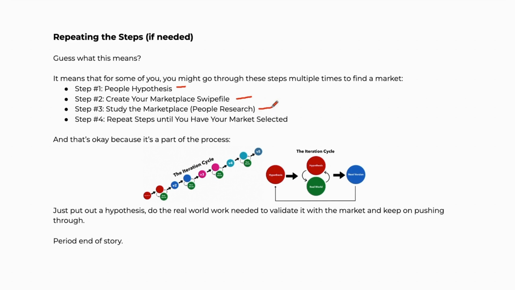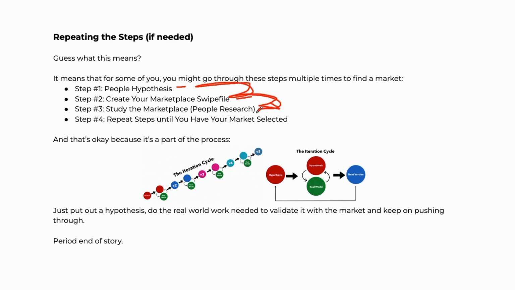And when I studied the marketplace, I found that these were not the people I really wanted to help. I thought these were the people I wanted to help, but they ended up not being the people I wanted to help. Or I realized that there was no market for what I was thinking of wanting to help people with, right? Or I realized there was no market for the type of people that I wanted to help, right? And so you might end up having to repeat these steps again and again until you find a market that is actually viable, that you actually want to help.